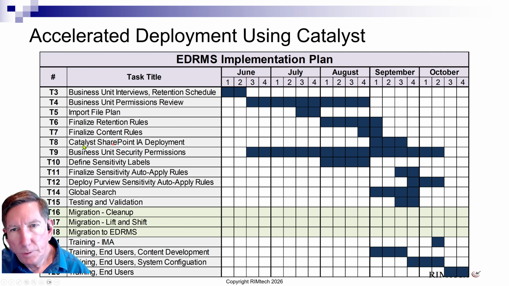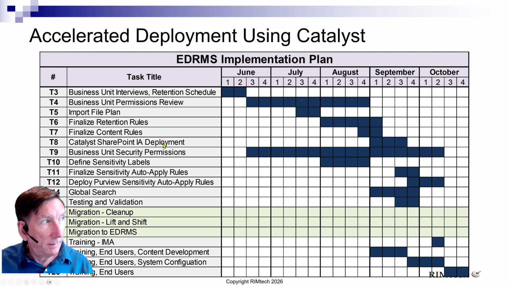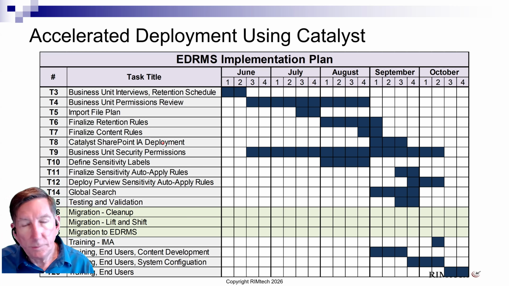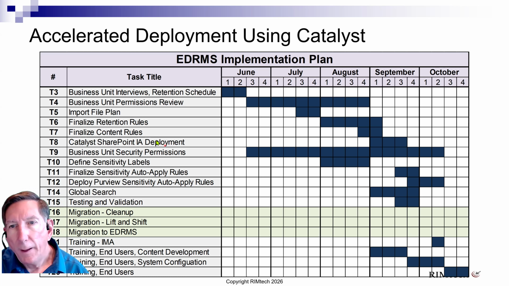Then you have to deploy your SharePoint IA, either by hand or with Catalyst, doesn't matter. Either way, you got to come up with that IA. And then you have to apply the business unit permissions that you defined in step T4. Again, these are all misnumbered here.